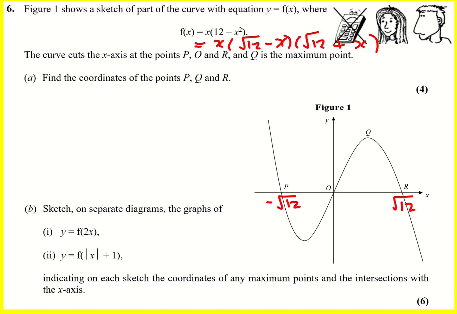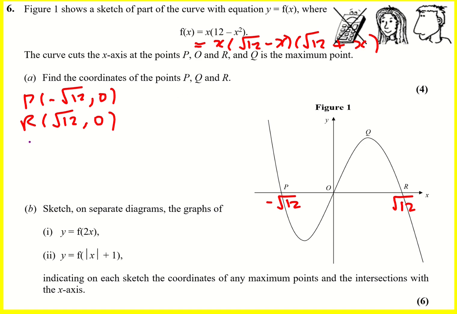So that immediately gives us that P has coordinate minus root 12, 0, and R is root 12, 0. That leaves finding Q, and for this we need to differentiate.